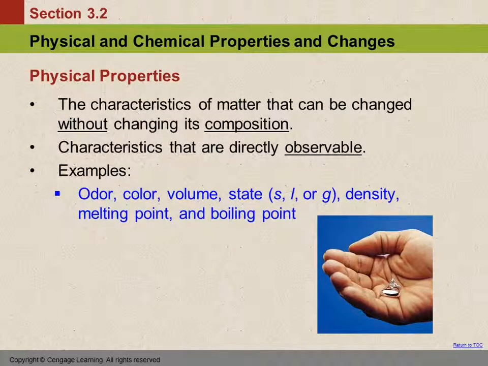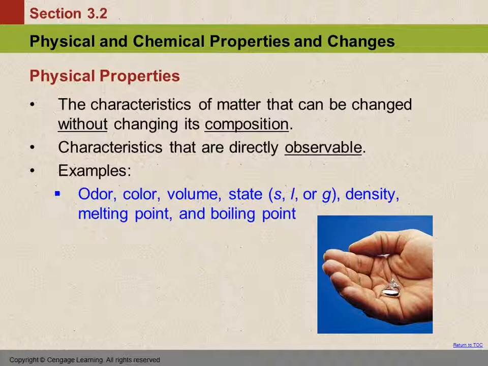Now we're going to talk about properties and changes of matter, and we categorize these by whether they're physical or chemical. So we'll talk about physical properties first. A physical property is a characteristic of matter that can be observed without changing the composition of the matter. So there are some examples there: odor, color, volume, physical state, density, melting point, boiling point.